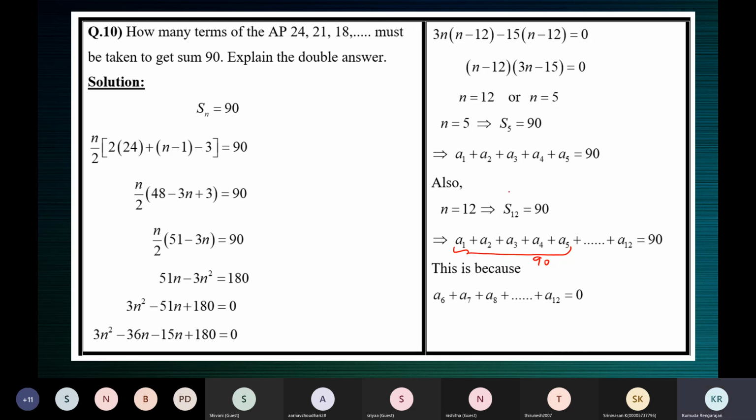So the sum to the first 5 terms is 90. The sum to the first 12 terms is also 90. If the first 5 terms sum to 90, and the first 12 terms also sum to 90, that means the sum from the 6th to the 12th term is 0. The answer is because the sum of the terms from the 6th to the 12th is 0.